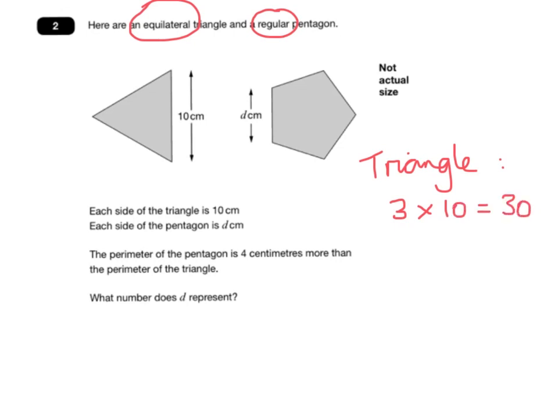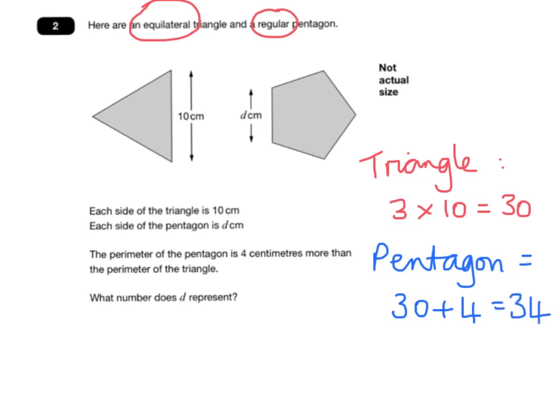So the triangle has 3 times 10 centimeters, so the perimeter of the triangle, that's the distance around the outside, is 30 centimeters. We know the pentagon from the question is 4 centimeters more. So the pentagon's perimeter will be 30 plus 4.